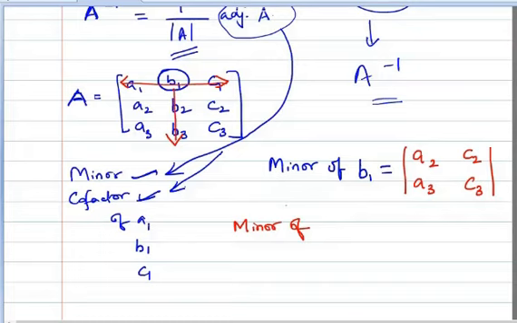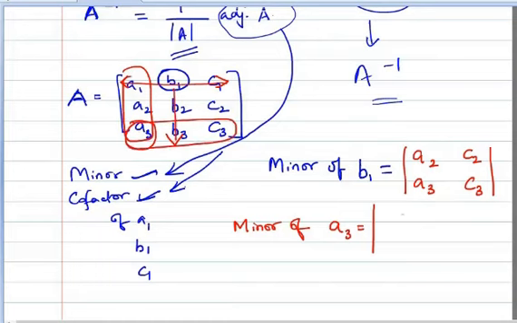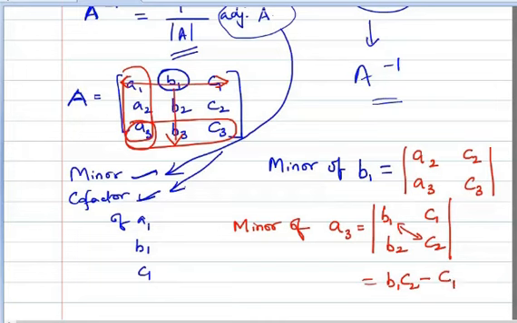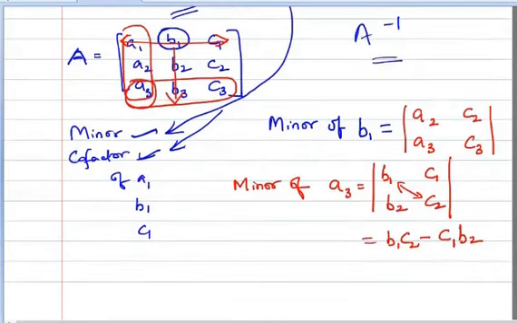Take the minor of A3. Here I am having A3. So I have to leave this column and this row. The remaining terms are B1, C1, B2, C2. So this is the minor of A3. If you solve this, you can get this value. How can you solve this? Cross multiply: B1, C2 minus C1, B2. Like this, you can find the minor of different elements.